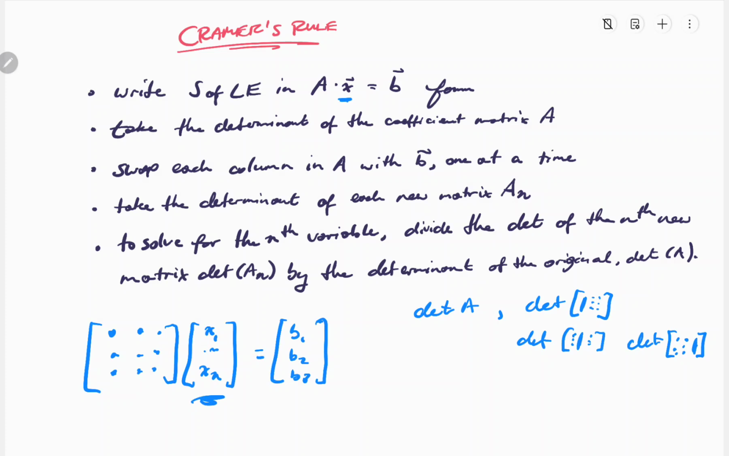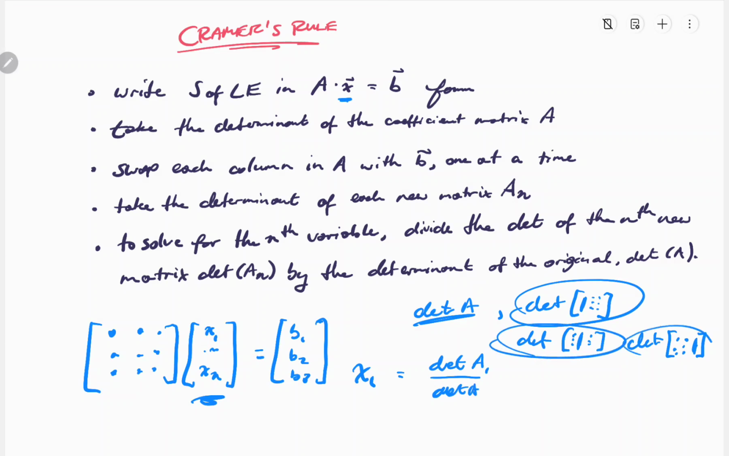So to find the actual values of the variables, let's say for the first variable, you would take this determinant divided by the determinant of the original. Let's call this A1. And then you do that for each of the remaining new matrices you created. So obviously we can see that this isn't the best method, and we're going to keep elaborating on that. And this can probably be more clear once we go through an example.